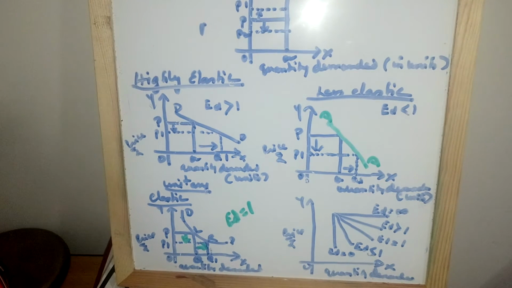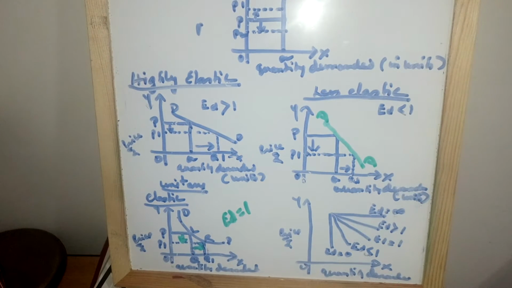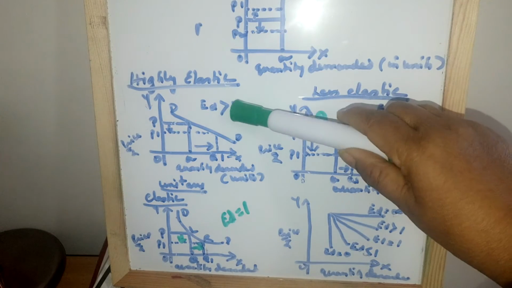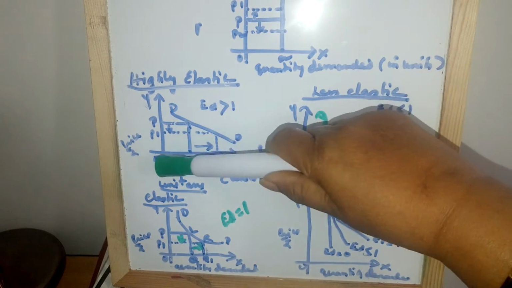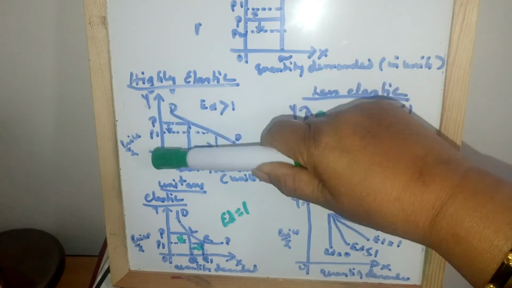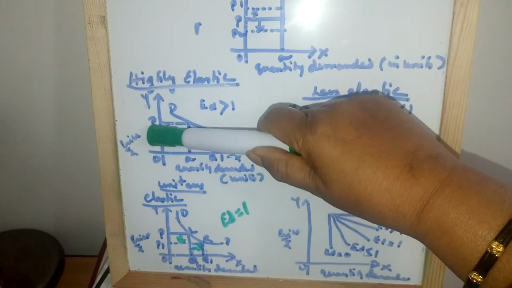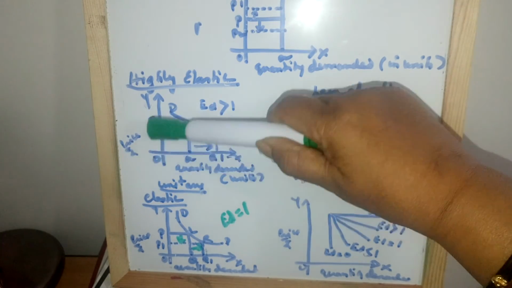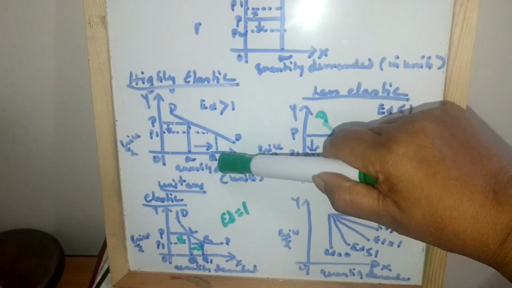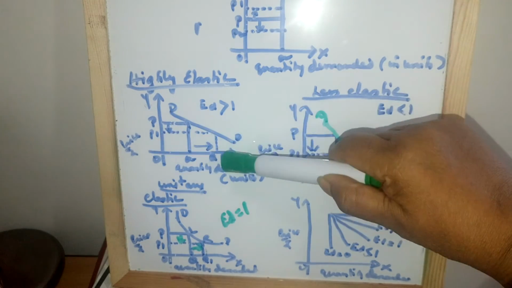Hello, let's continue with the high elastic demand. So in high elastic demand, you find elasticity of demand is greater than 1. Here you can see the price comes down to OP1, from OP to OP1, and the quantity demanded increases to OQ1, from OQ to OQ1.